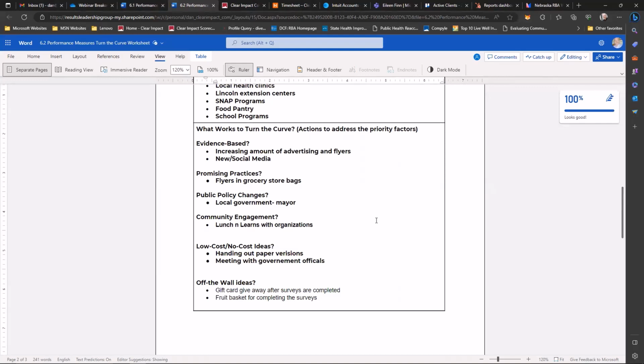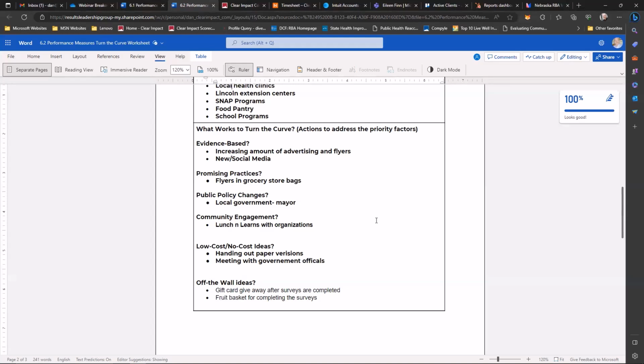We could also include flyers in the grocery stores, perhaps in the grocery bags or in the carts. Maybe have the mayor make a public announcement on the need for easier access to healthier food. We also thought of lunch and learns with our partners as a group event to help highlight the need for easier and better access to healthy food at the community level.